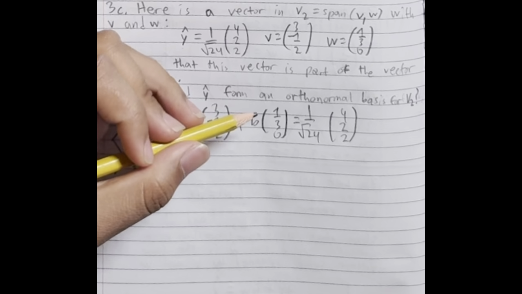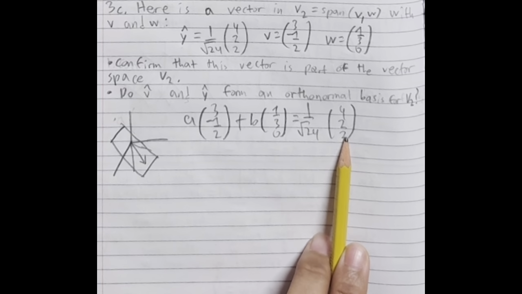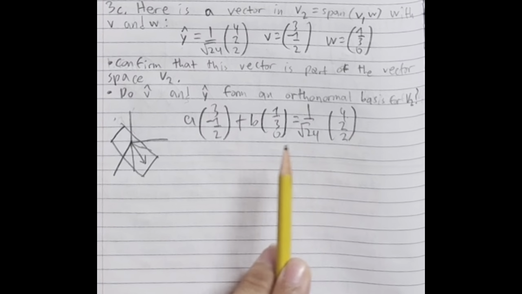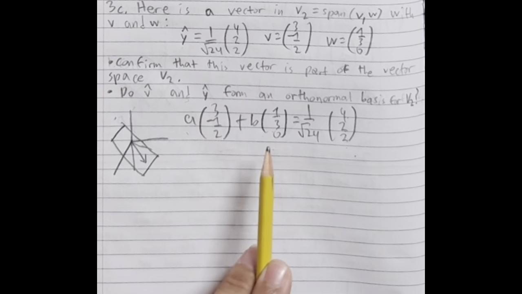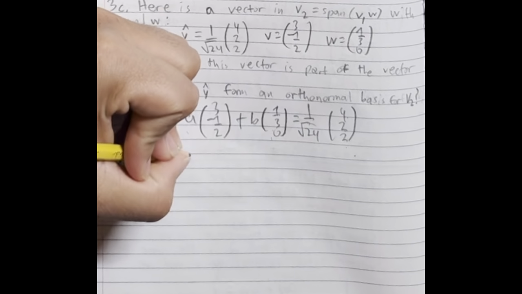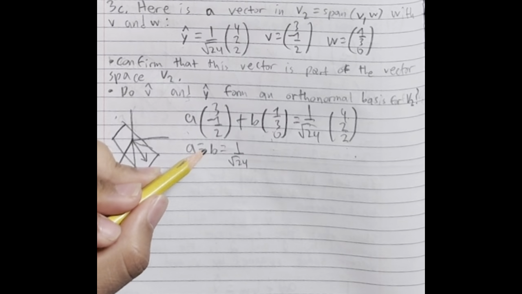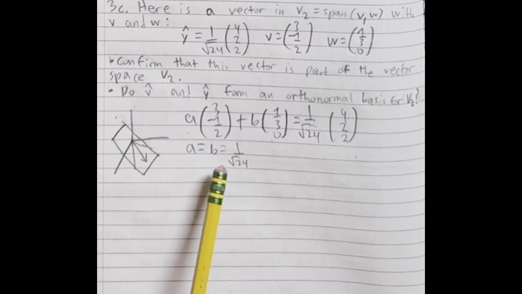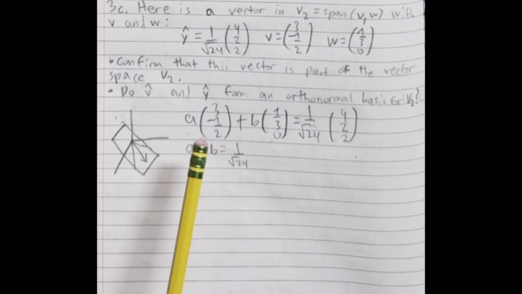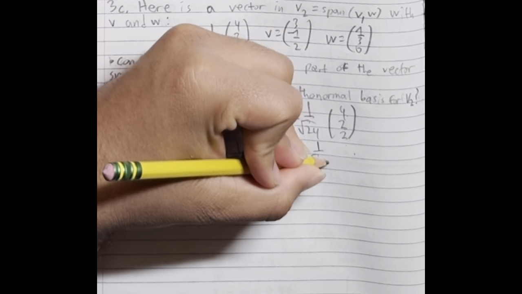Now you'll notice that if we actually just add these components together without considering a or b, we'll just get whatever's inside this vector right here. So it's going to be 3 plus 1 is 4, negative 1 plus 3 is 2, and 2 plus 0 is 2, which means that a and b must be equal, and they must also equal 1 over root 24. And so we have proven, by showing that the two variables a and b can be given a value that will allow a linear combination of v and w to give us y hat, that we can write this as 1 over root 24 v plus 1 over root 24 w gives us y hat.